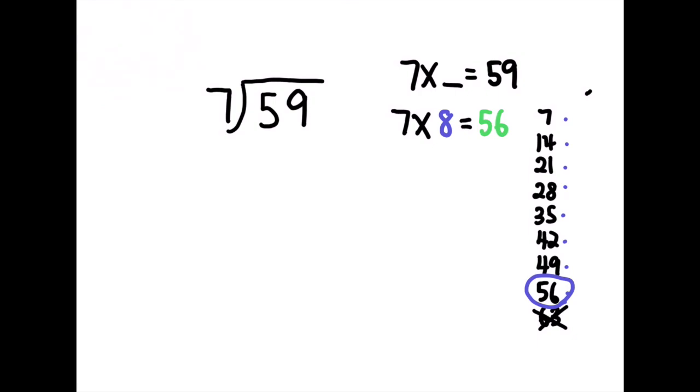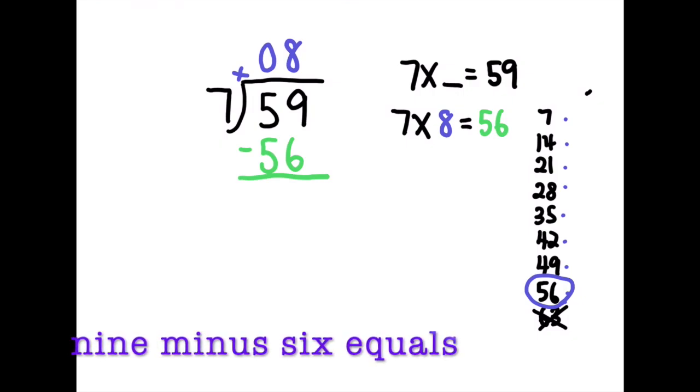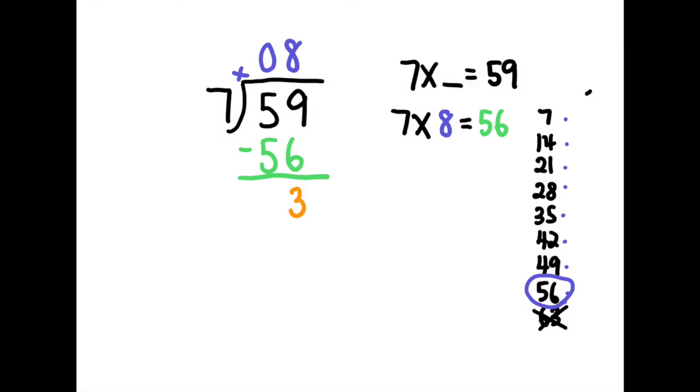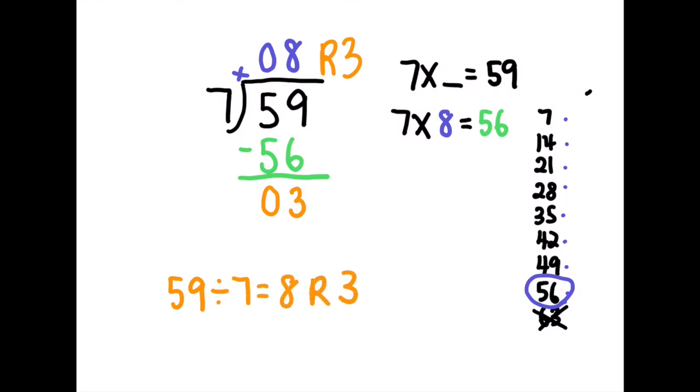Okay, so 8 goes up here. 7 times 8 equals 56. And then we subtract. So 9 minus 6 equals 3. 5 minus 5 equals 0. So we have remainder 3. Okay, so 59 divided by 7 equals 8, remainder 3.